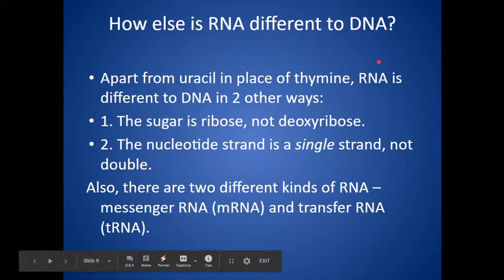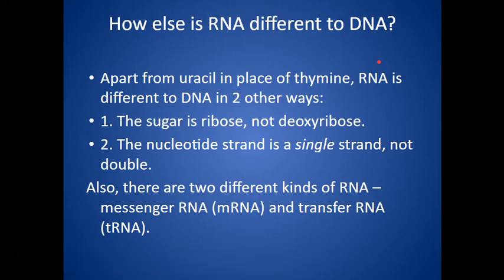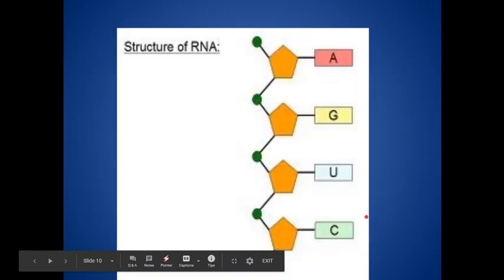Okay, so apart from uracil, there are two differences with RNA compared to DNA. The first thing is that the sugar is a ribose and not a deoxyribose. The second thing is that the nucleotide strand is single-stranded and not double-stranded like in a DNA molecule. There are a few different types of RNA, one of them being mRNA or messenger RNA, and the other one being transfer RNA or tRNA. What we'll do is look at two of these different types of RNA now.